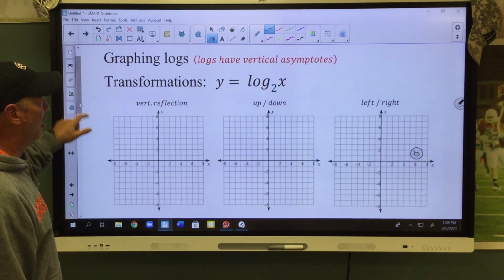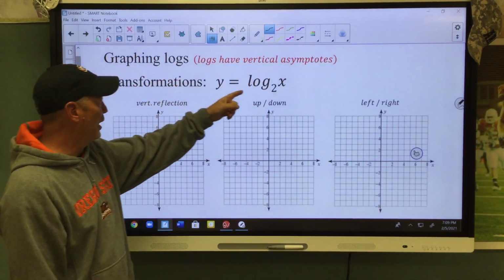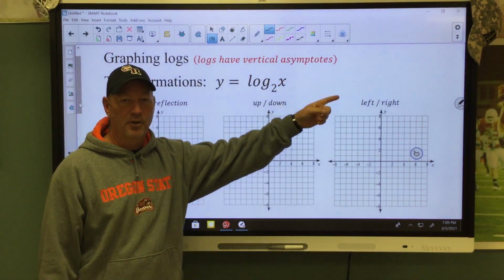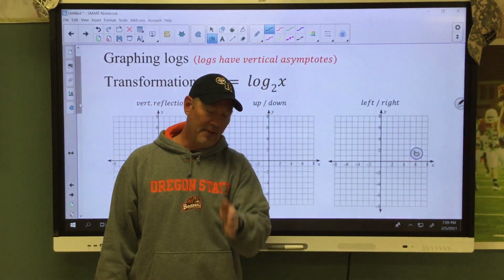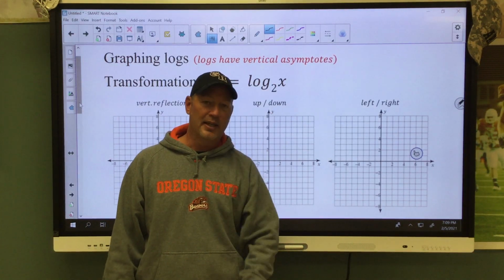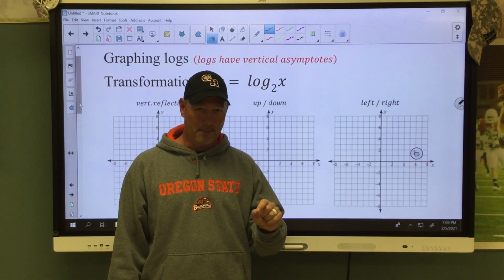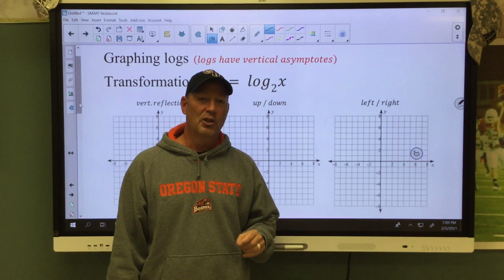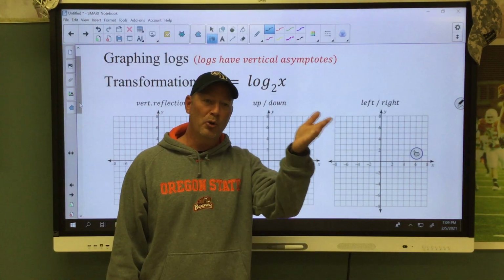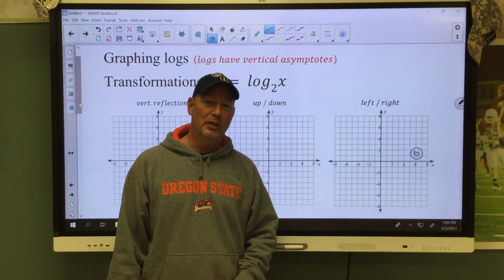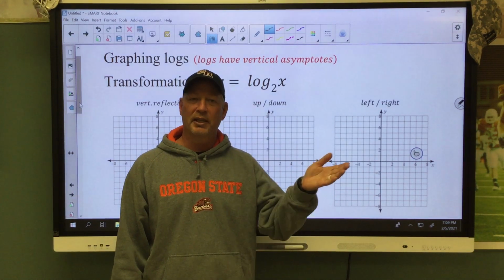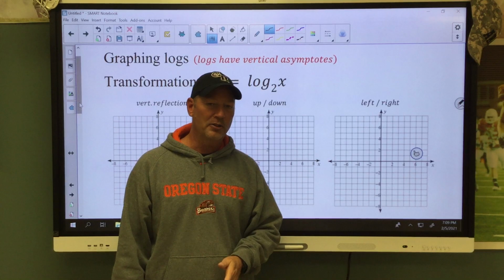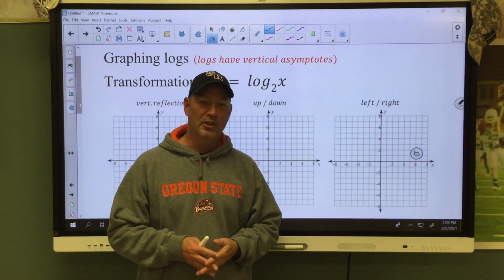All right, so we're going to graph logs. Log equations have vertical asymptotes, hence the term vertical. You're going to have an imaginary line that is vertical. And the thing with an asymptote is your graph will approach that vertical asymptote, but you're not allowed to touch it. You will get as close as mathematically possible without touching that.